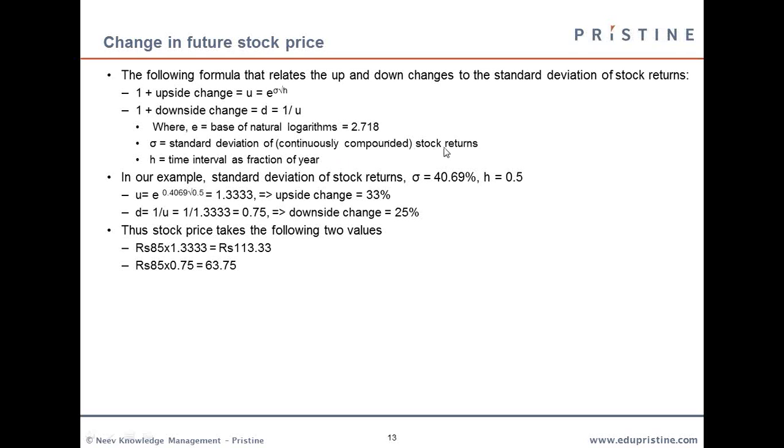In questions, you are either actually given the U and D values directly, or you will be given the time duration and the sigma value. So either way, you can calculate the U and D values, for example in this case you have U equal to 1.33 and D equal to 0.75. Once you get them, you can easily find out the future stock price by just multiplying the current stock price using the values U and D respectively.